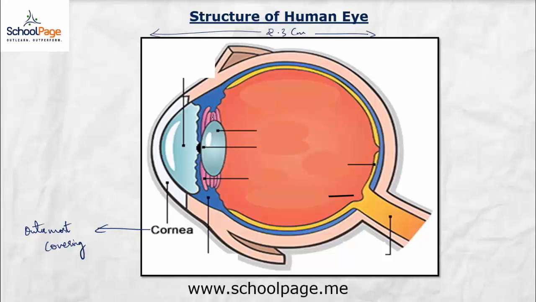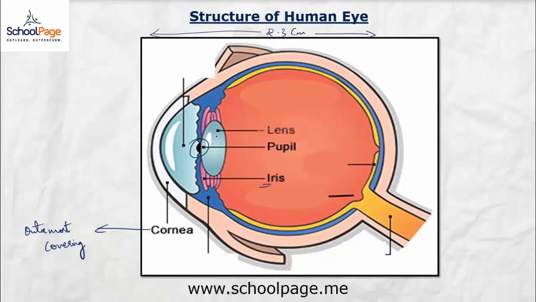This pink color structure is called the iris, which is a dark muscular diaphragm that controls the size of the pupil. This is called the pupil. The pupil is the small opening which regulates the amount of light entering into the eye. The pupil appears black because no light is reflected from it.